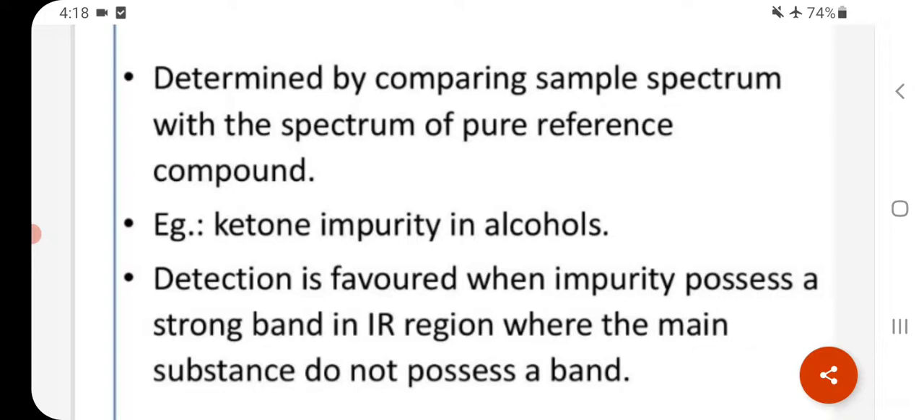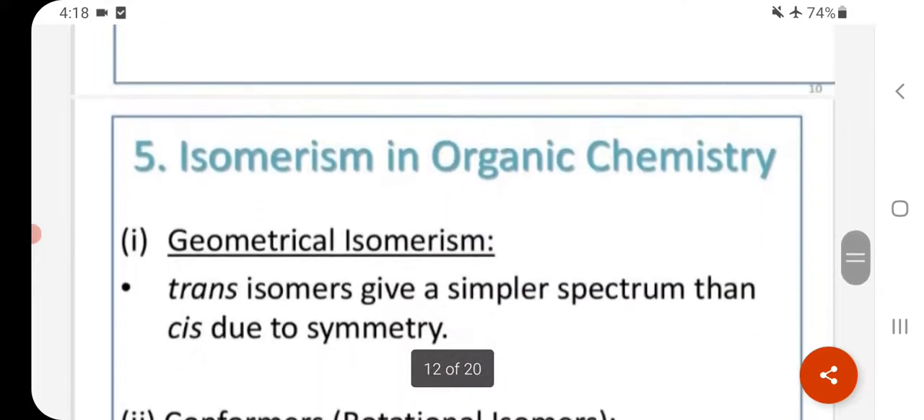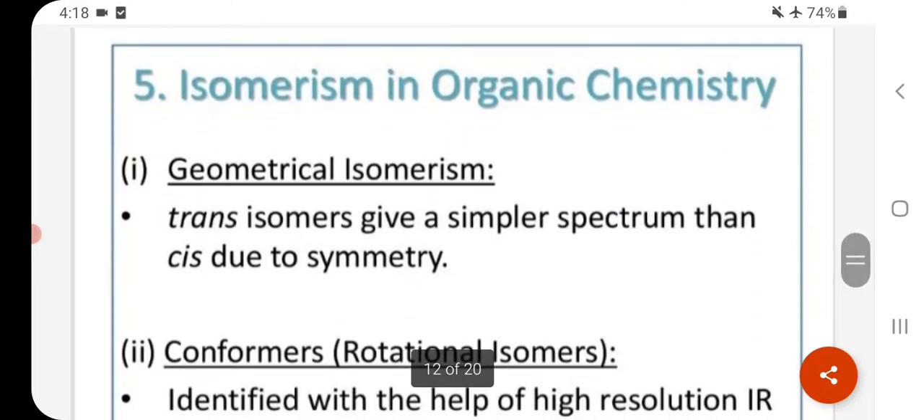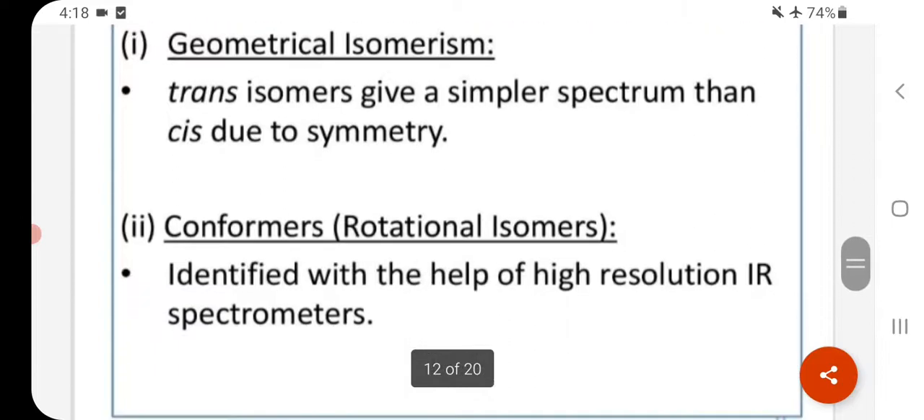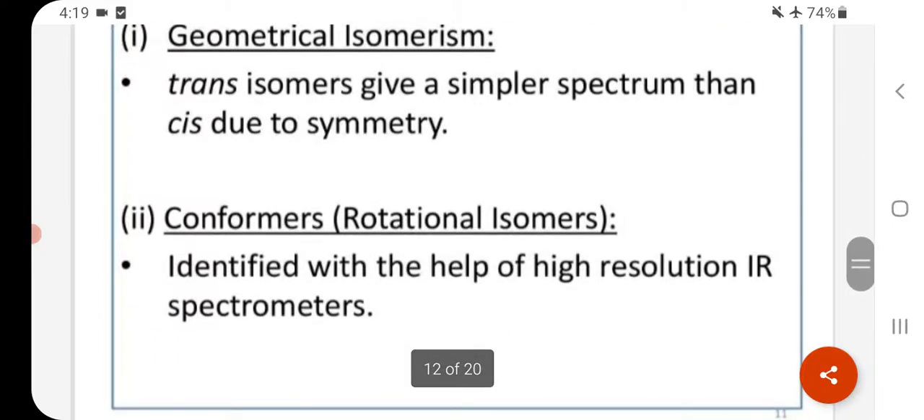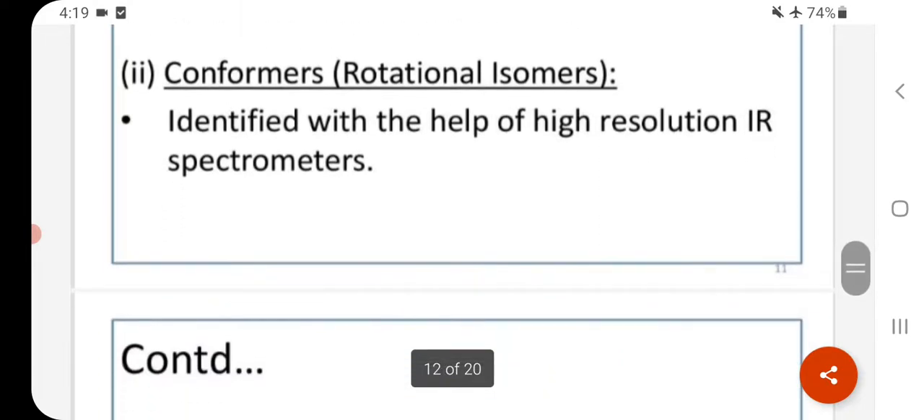Next, structural information. Since molecules having symmetrical structure about a bond have negligible absorption in the symmetrical mode of stretching, the structure of the molecule can be assigned. Isomerism in organic chemistry. Geometrical isomerism. Trans isomers give a simpler spectrum than cis due to symmetry. Conformers are identified with the help of high resolution infrared spectrometers.